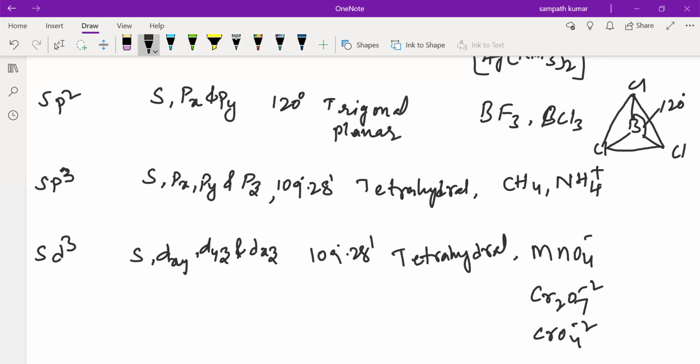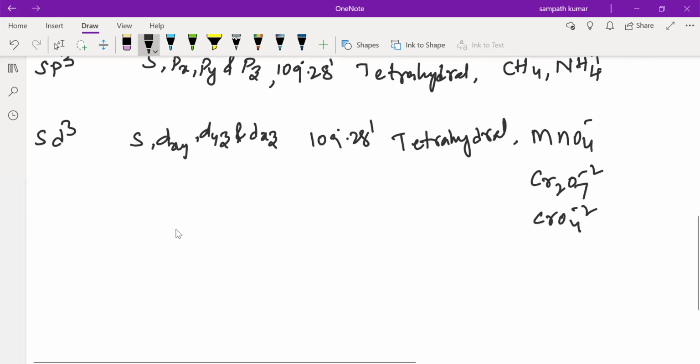It means the d orbital is present in the XY plane, the YZ plane, and the XZ plane. And dx square minus y square and dz square are axial orbitals. These are non-planar, non-axial, planar orbitals. Understood?